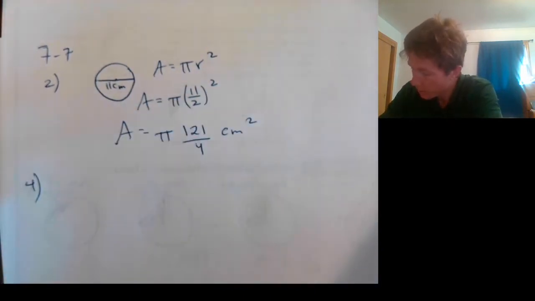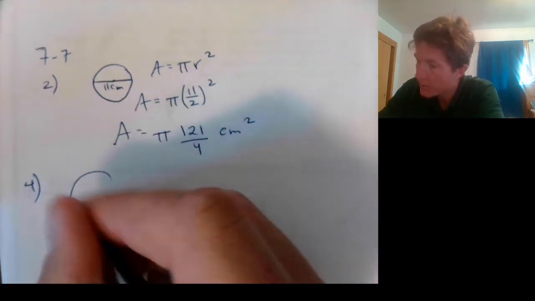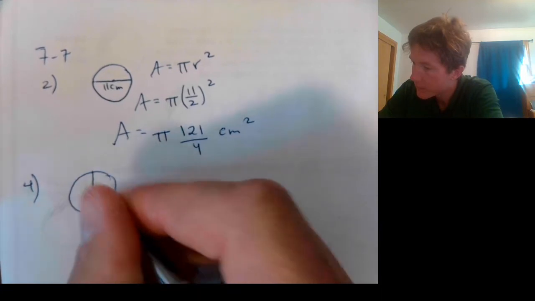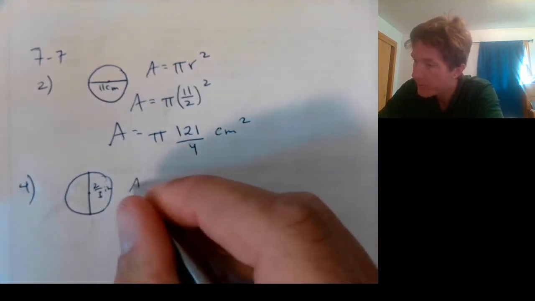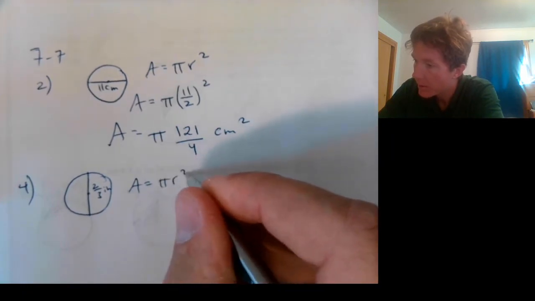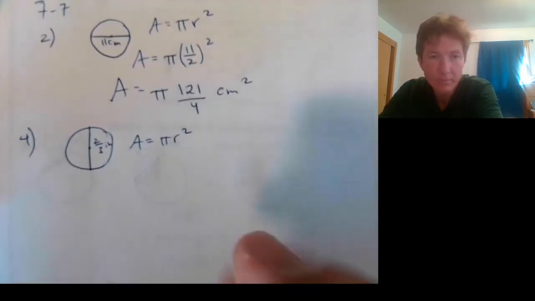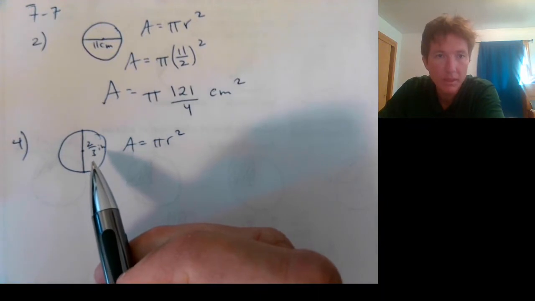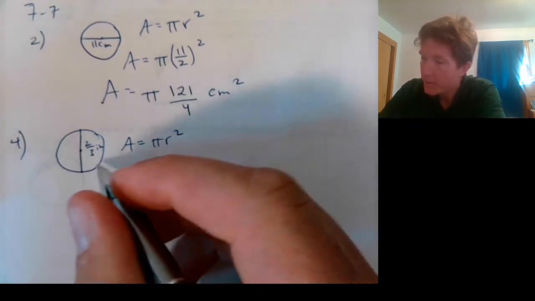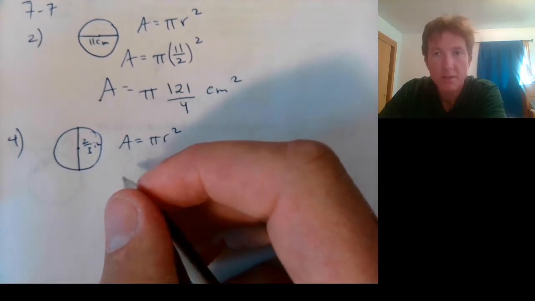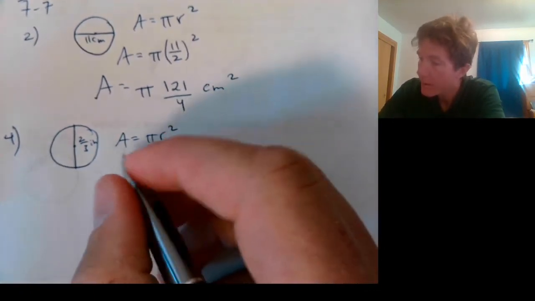Look at number 4. Again, we're given another diameter. Here's our circle. It's 2/3 inches in diameter. Remember the area is pi r squared. So I'm going to need to take this and divide it in 2. 2/3 divided by 2 is 2/6 or 1/3.